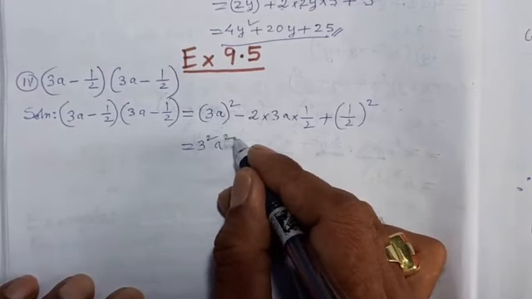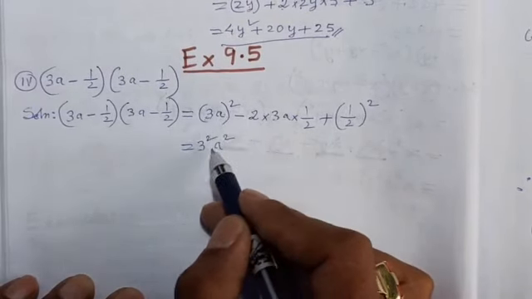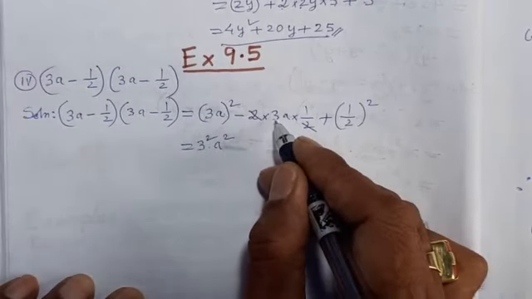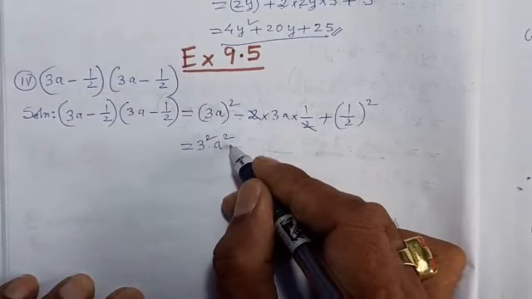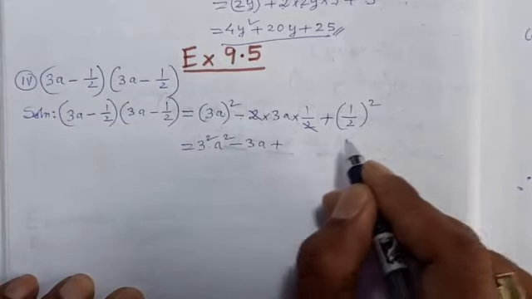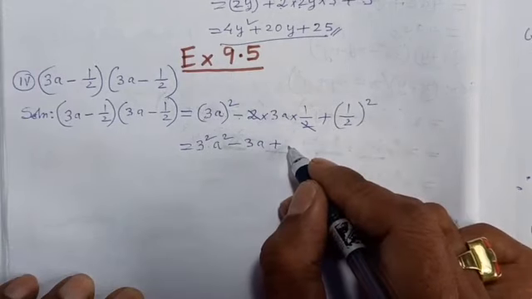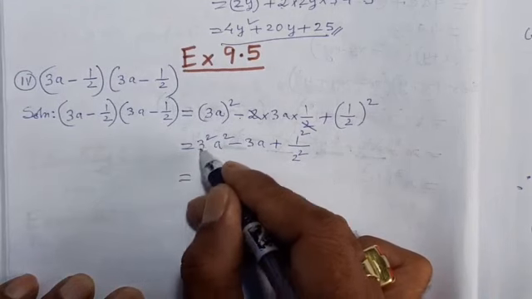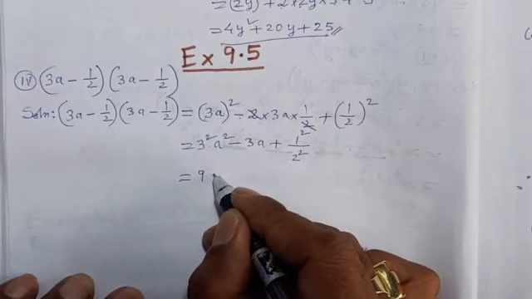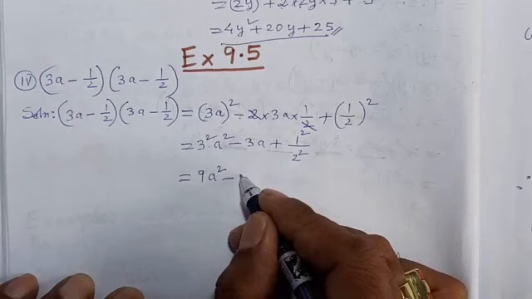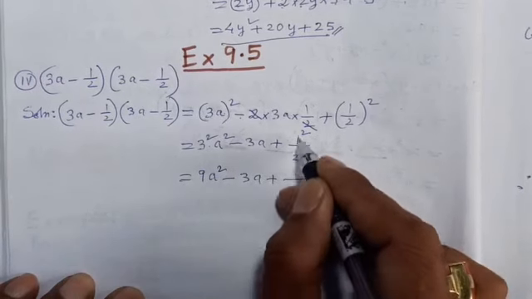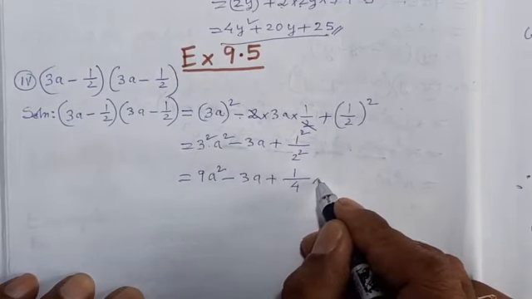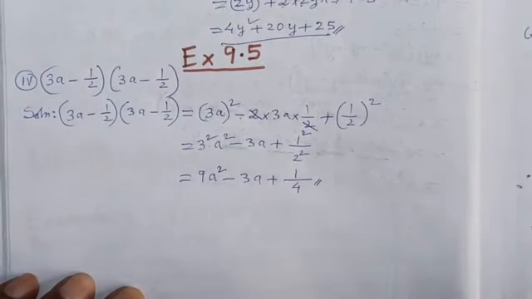a square. If we leave this bracket, then 3 will have square, a also will have square. Now this 2 and this 2 can cancel. 3a minus sign 3a plus (1/2) square means 1 square, 2 square. 3 square is 3 into 3, that is 9. After that, a square minus 3a plus 1 square is 1 into 1, that is 1. 2 square is 4, and this is the answer. I hope you can understand that.